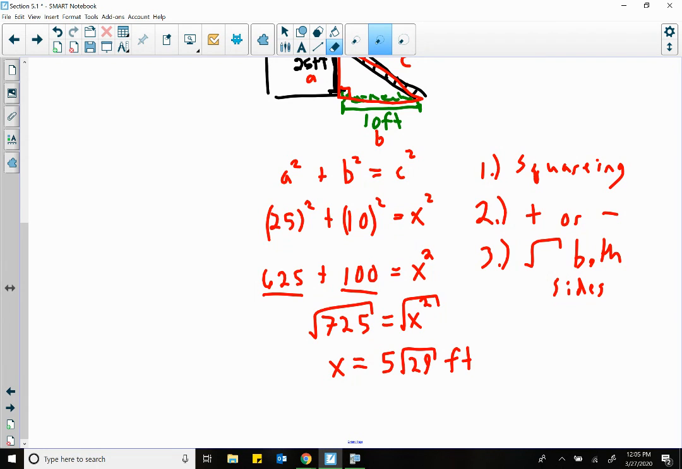But again, this is real world. If I went to Home Depot or Lowe's and I come in and be like, hey, I'm looking for a ladder that's 5 square roots of 29 feet. Can you help me out with that? That clerk would either slap me or say, what did you just call me? Because that doesn't make any sense in the real world. So in this problem, they actually want you to round.